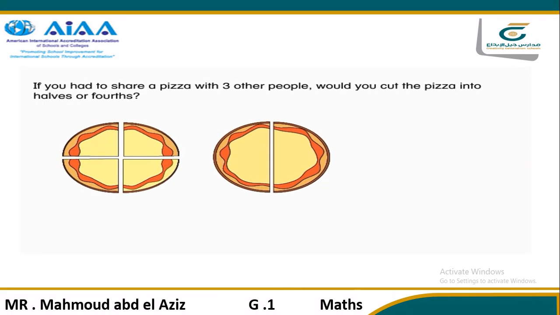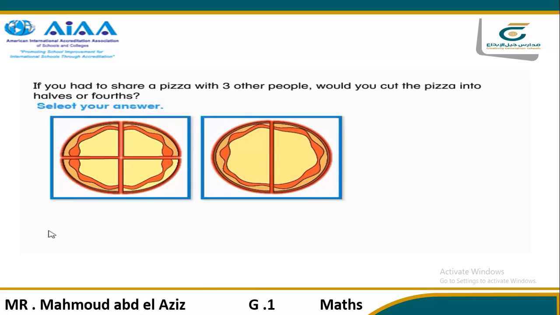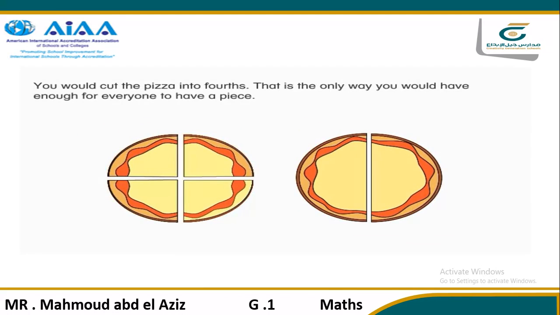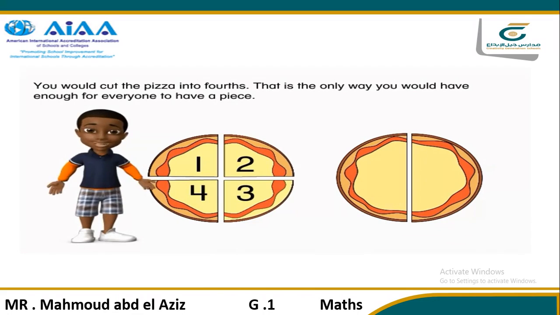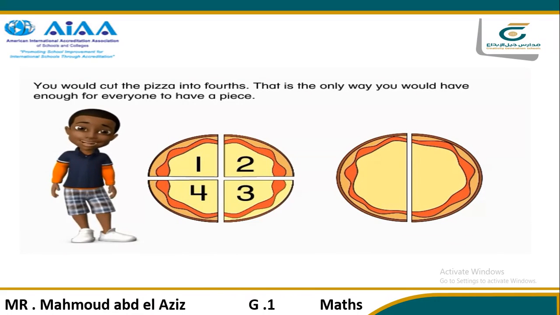If you had to share a pizza with 3 other people, would you cut the pizza into halves or fourths? Select your answer. You would cut the pizza into fourths. That is the only way you would have enough for everyone to have a piece. Now you have seen how halves and fourths are related.